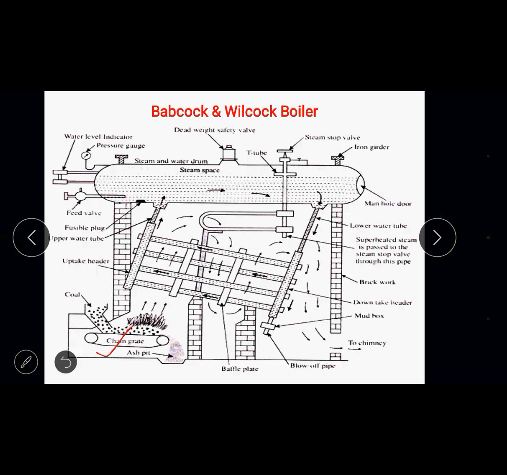And number 2, they are externally fired because the combustion chamber is located externally. It is placed outside the boiler. It is not an integral part. And then it is a natural circulation type of boiler. The water will flow naturally, so it doesn't require any hydraulic pump. You can see that the water flows naturally from the uptake header to the downtake header. You find a continuous flow of water from the uptake header and downtake header. The water flows on its own, by gravity, on its self weight. So it comes under natural circulation boiler.